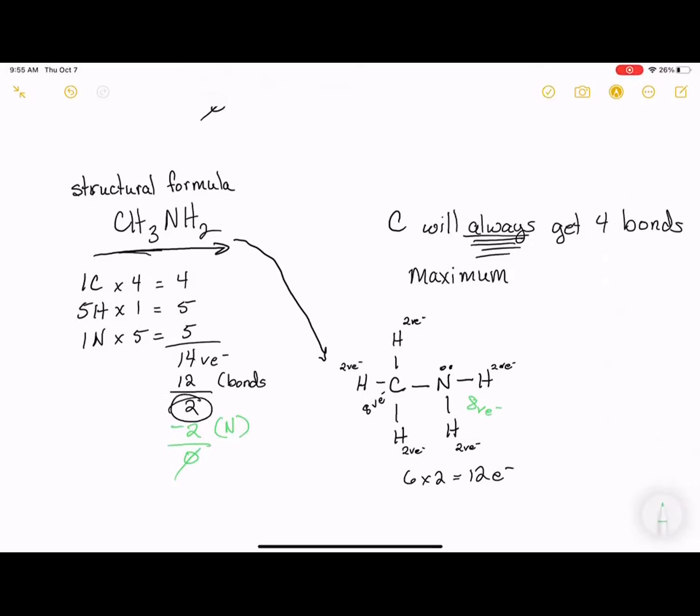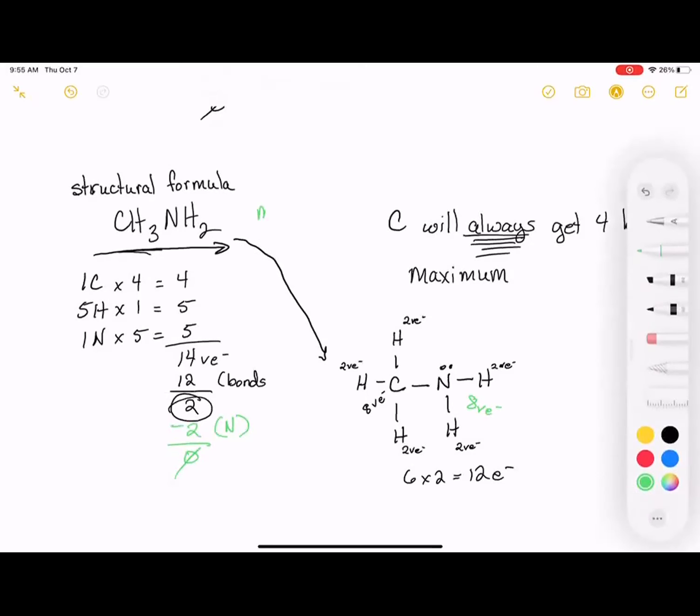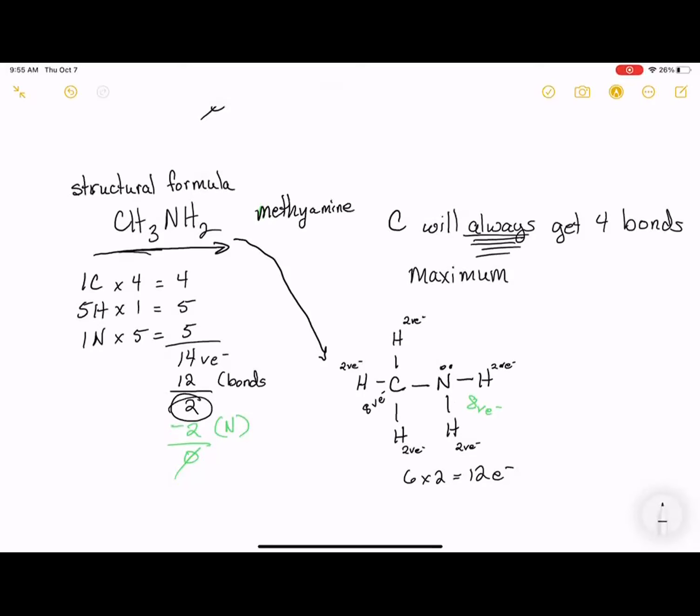So this is the structure for this compound, and I don't expect you to name this, so don't worry about it, but this compound is called methylamine. You'll learn about that more when you get to organic. Any questions?